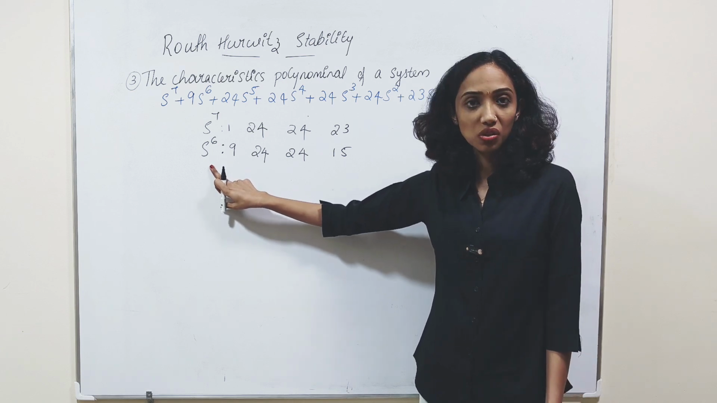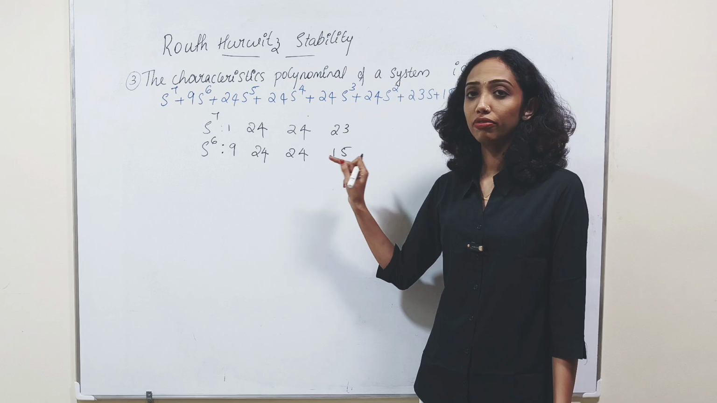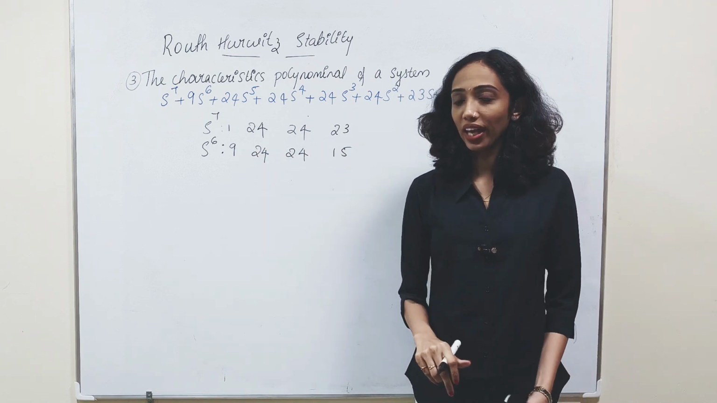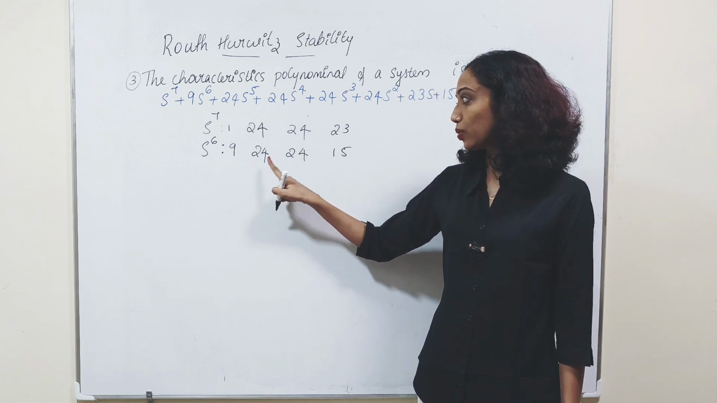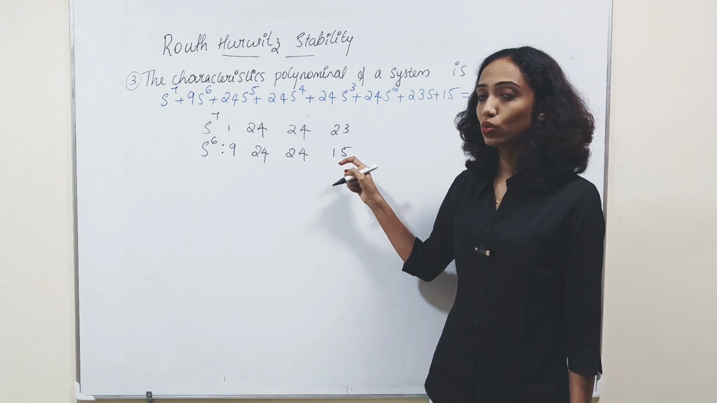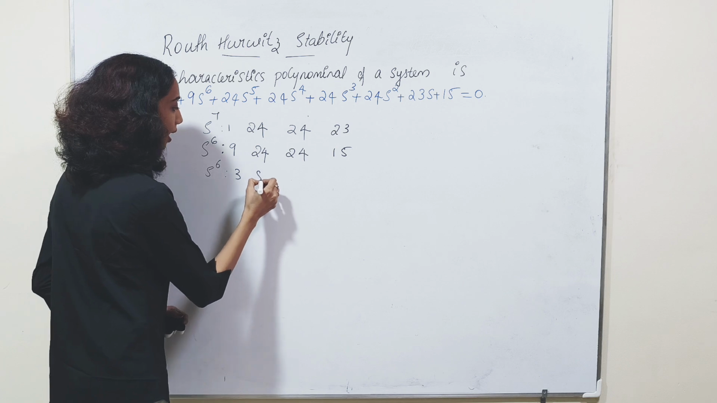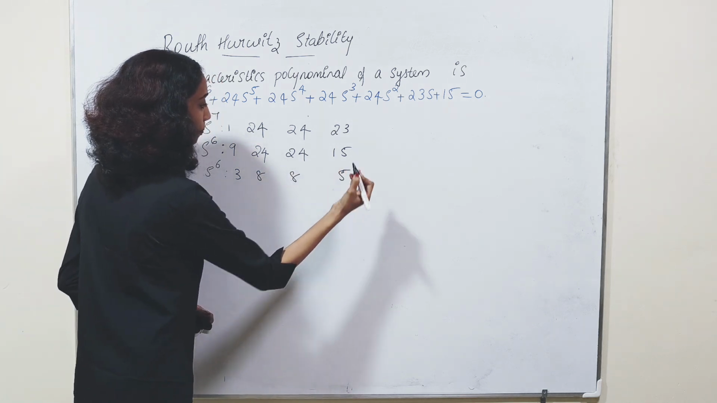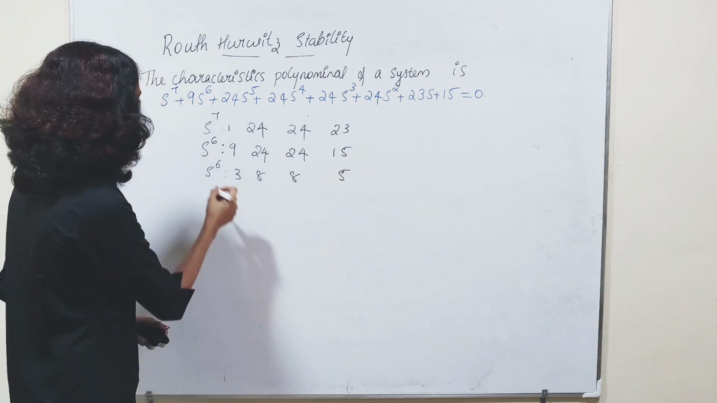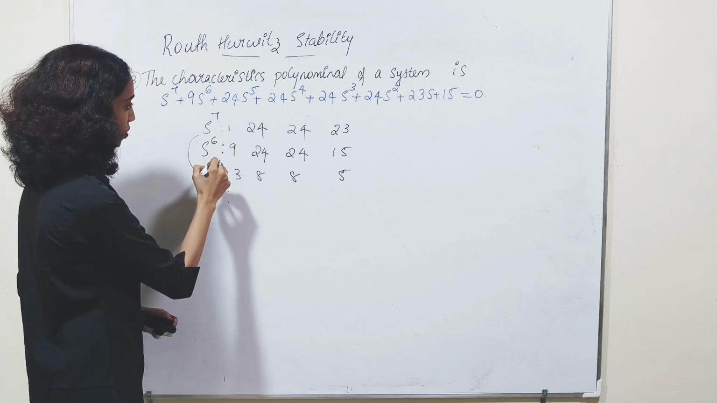But in the case of s raised to 6, the even series, we have 9, 24, 24, 15, and all these numbers are divisible by 3. Three threes are 9, eight threes are 24, and five threes are 15. So we can reduce s raised to 6 to 3, 8, 8, 5 by dividing all these numbers by 3. Then we proceed further with s raised to 7 and s raised to 6.